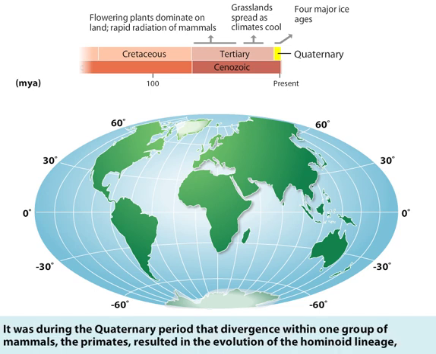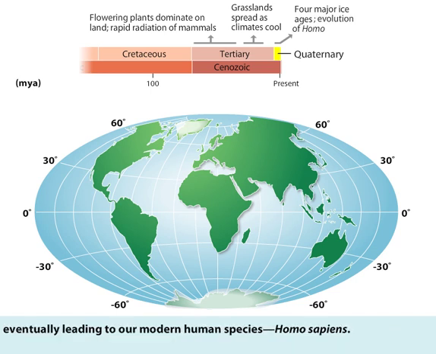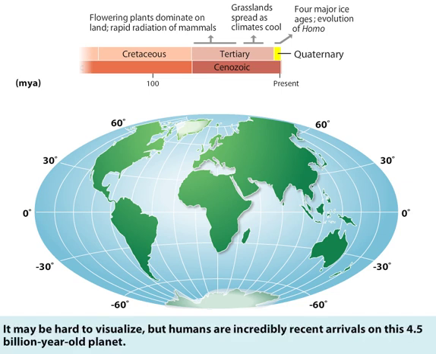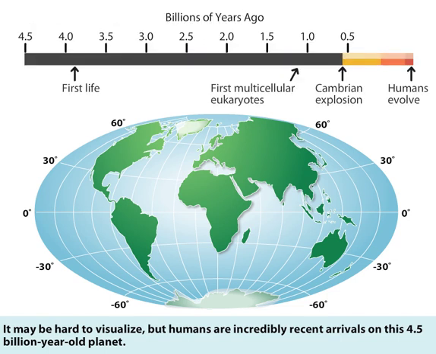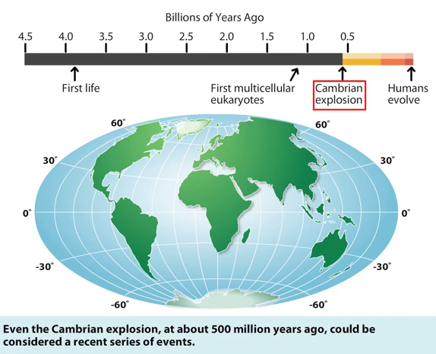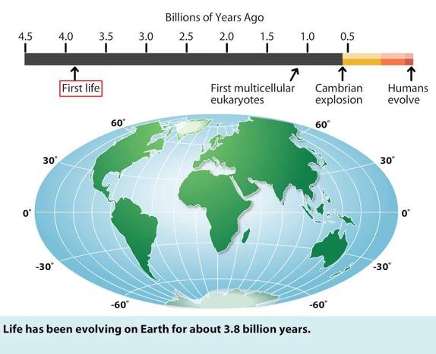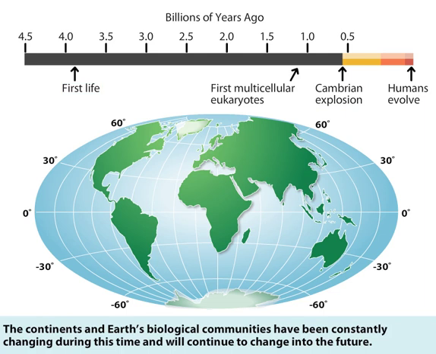It was during the Quaternary period that divergence within one group of mammals, the primates, resulted in the evolution of the hominoid lineage, eventually leading to our modern human species, Homo sapiens. It may be hard to visualize, but humans are incredibly recent arrivals on this 4.5 billion-year-old planet. Even the Cambrian explosion, at about 500 million years ago, could be considered a recent series of events. Life has been evolving on Earth for about 3.8 billion years. The continents in Earth's biological communities have been constantly changing during this time, and will continue to change into the future.